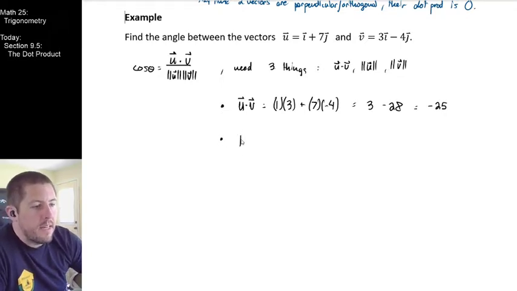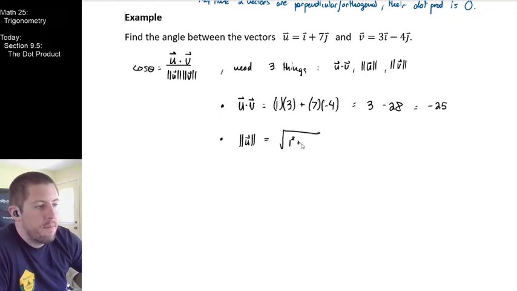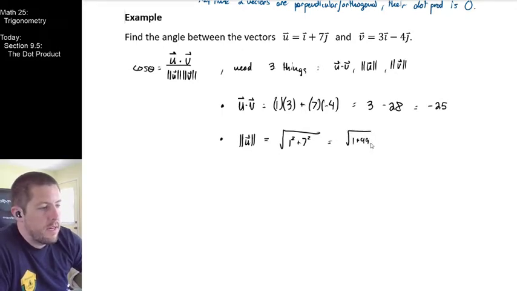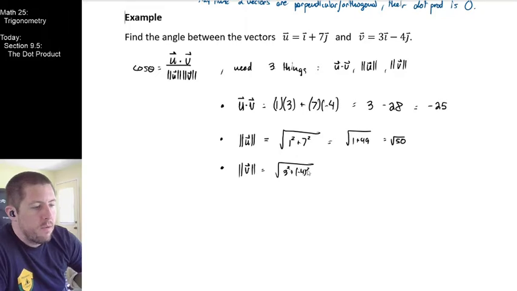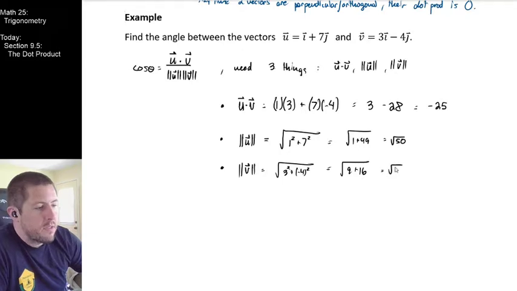The next thing that I need is the magnitude of u. We know that's like the distance formula with each of its two perpendicular components. This should be the square root of 1 squared plus 7 squared, which is the square root of 1 plus 49, which is the square root of 50. And the final piece of information that I need is the length of v, which we find very similarly. Square root of 3 squared plus negative 4 squared, that's the square root of 9 plus 16, and that's the square root of 25. And I actually know that one. That's just straight up 5.